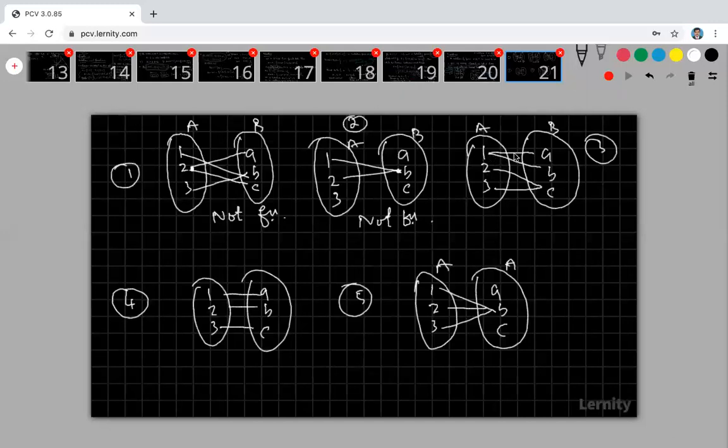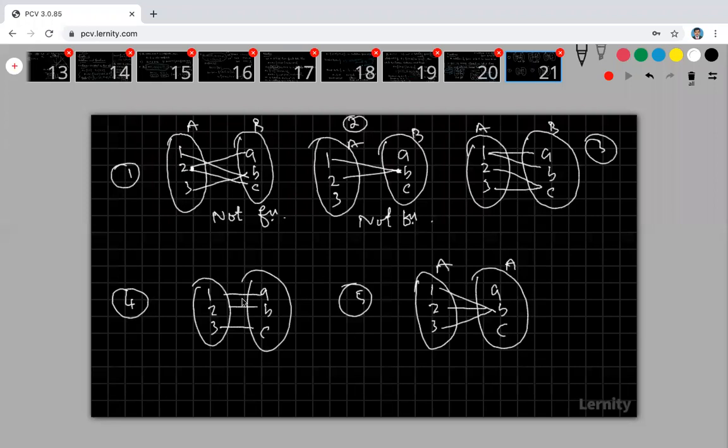Right, now look at that here. The image of two is only one. Image of three is only one. But look at the image of one. My image of one is A, image of one is B. That means one is related to two different elements. So my one is related to two different elements, which means that is not a function.